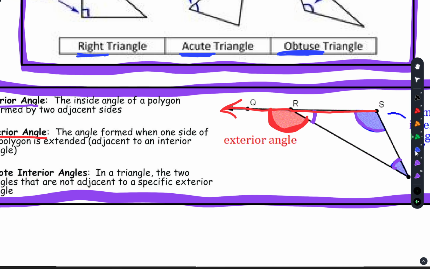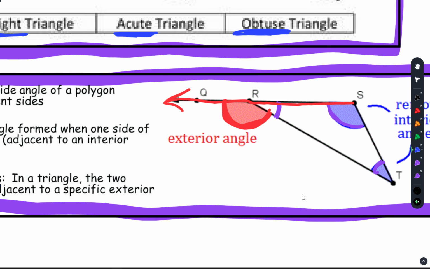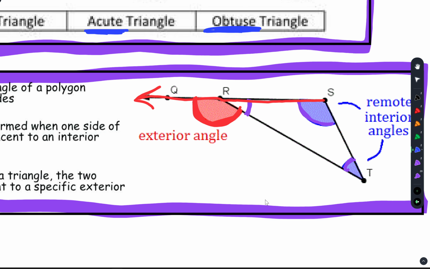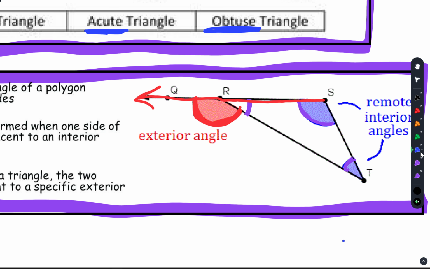Then, a little bit weirder, we have what is called a remote interior angle. So if you think about that word remote, if you think about a remote destination, you're going somewhere far away, the remote interior angles to an exterior angle in a triangle are the 2 angles that are the furthest away. So here's my exterior angle, that one in red. The 2 remote interior angles are here and here. They're the two interior angles furthest away. Does that make sense?